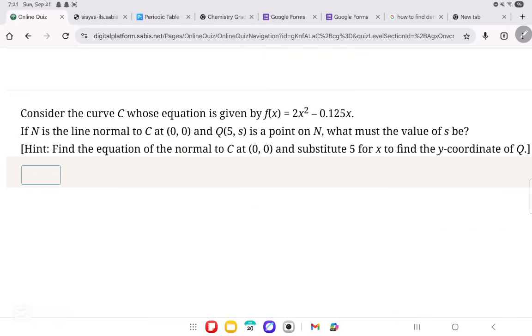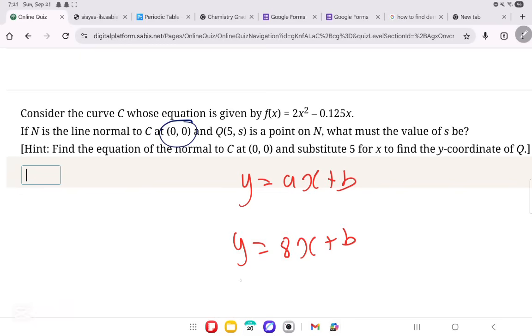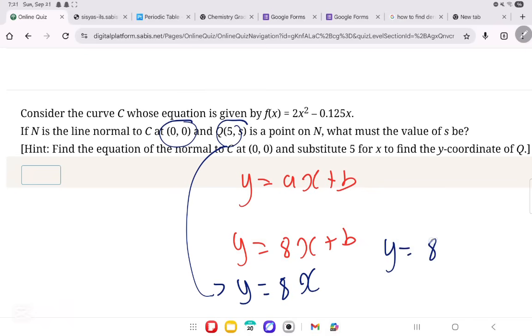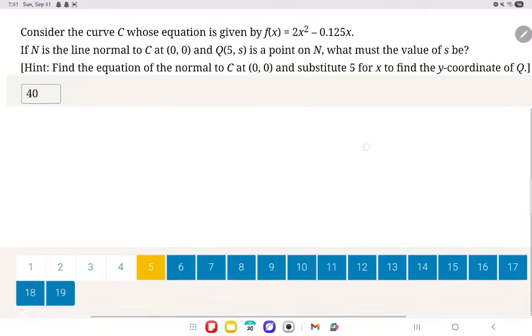Perfect. Now, our normal is a straight line. And the equation of a straight line is y equals ax plus b, where a is the slope. So y equals 8x plus b, right? How do we find b? We take the point 0, 0, and we substitute it. So 0 is equal to 8 times 0 plus b. That means there's no b because b is 0. So now, our equation becomes that y is equal to 8x. So now what do we need to substitute? We need to substitute the point Q in order to get the value of S. So y is equal to 8 times 5. So y is equal to 40. That means S is equal to 40.